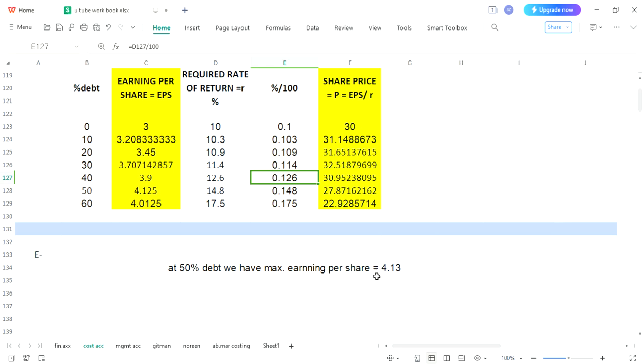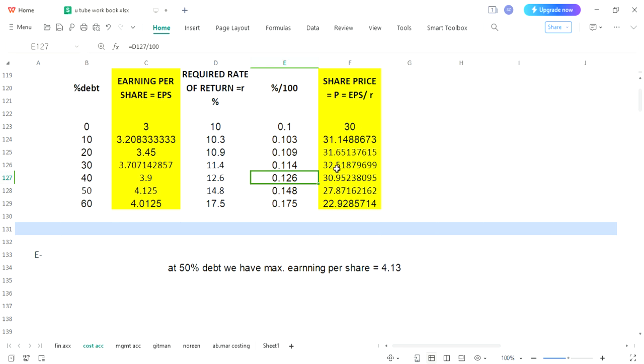And after that, look over here. Again you have 30, 31, 31, 32, increasing continuously. But after 32, look over here, your share price has dropped from 32 to 30.